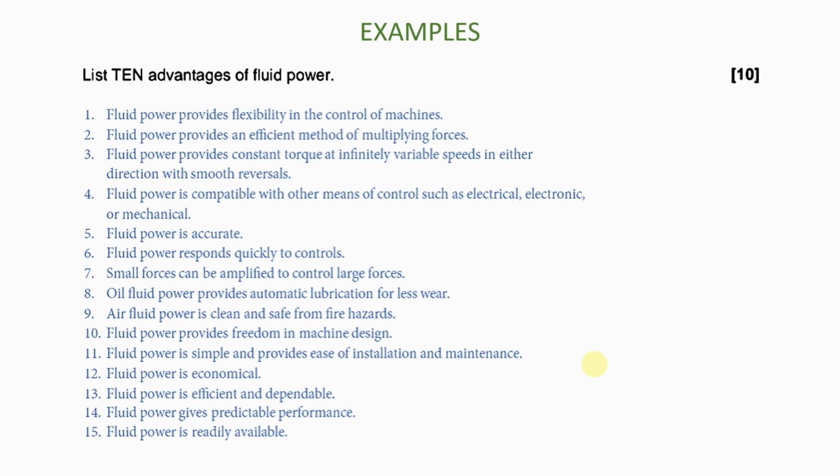Number 1, fluid power provides flexibility in the control of machines. Number 2, fluid power provides an efficient method of multiplying forces. Number 3, fluid power provides constant torque at infinitely variable speeds in either direction with smooth reversals. Now you can see number 3 is not so easy to memorize. If you want to memorize 10 out of this list, you may leave number 3 because that will require more brain power. Number 4, fluid power is compatible with other means of control such as electrical, electronic, or mechanical. That is easier to memorize than point number 3.